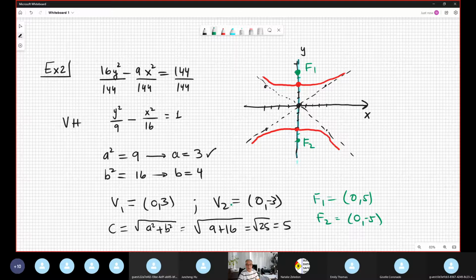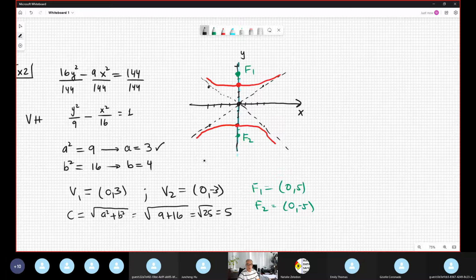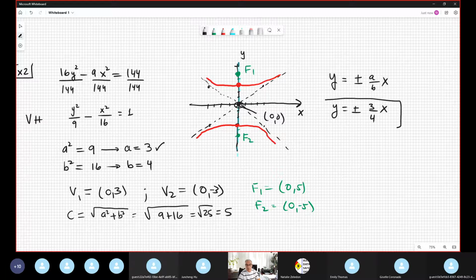And one more thing we need to complete the job. Well, the equation of the asymptote is y equals plus or minus, because h and k are 0, the center is (0, 0). In this case it is vertical, so it's not B over A, it's A over B, times x. In our specific example, A is 3 and B is 4. So 3 over 4 x is the equation of the asymptotes. Done.